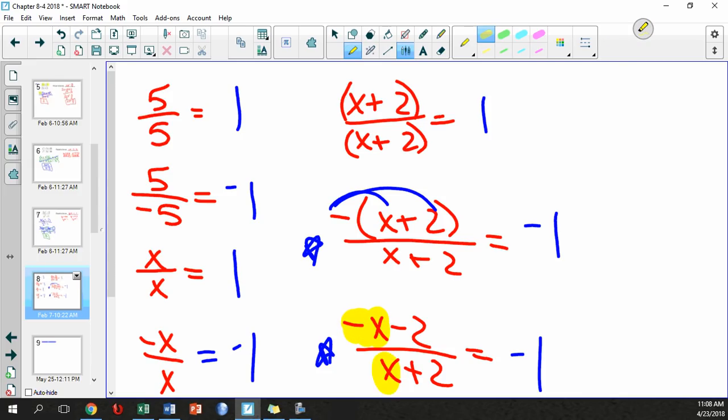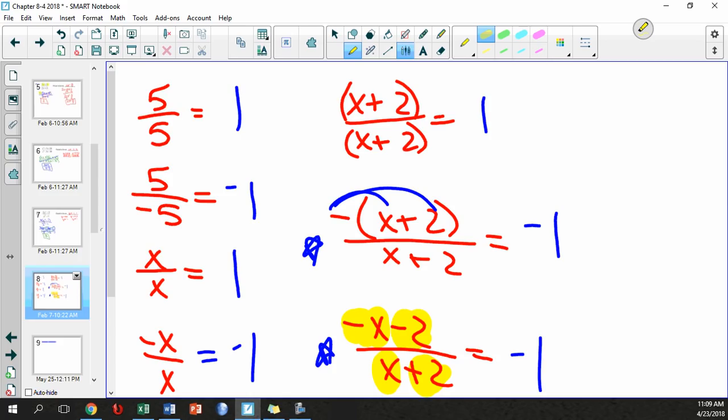Negative x, positive x. Are they opposite? Go to the next term in there. Negative 2, positive 2. Are they opposite? So if both terms are the opposite sign in the top and the bottom, it cancels out to negative 1. Do we all understand that? But they have to be both opposite. If I have one that's the same and one that's opposite, they can't cancel out.